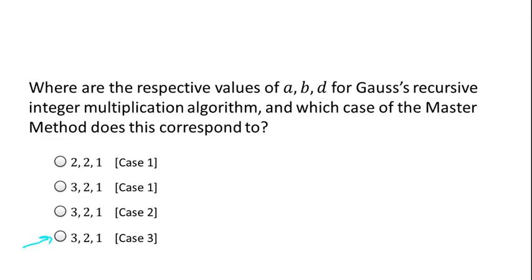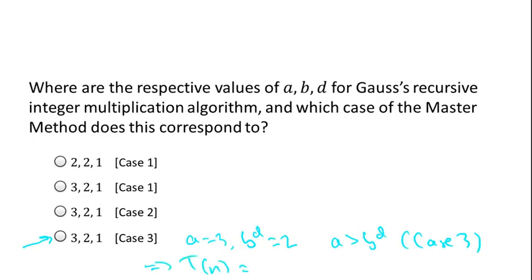Then we have to figure out which case of the master method that is. So we have a equal 3, b raised to the d equal to 2. So a has dropped by 1 relative to the more naive algorithm, but we're still in case 3 of the master method. A is still bigger than b to the d, so the running time is still governed by that rather exotic looking formula. Namely, T of n is big O of n to the log base b, which in our case is 2, of a, which is now 3 instead of 4. Okay? So the master method just tells us the solution to this recurrence. The running time of this algorithm is big O of n to the log base 2 of 3.